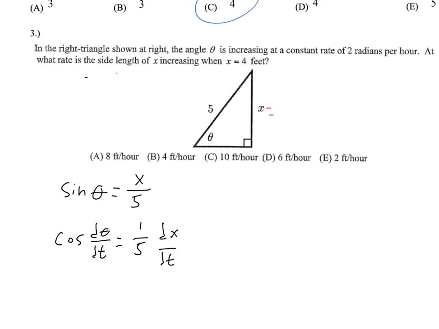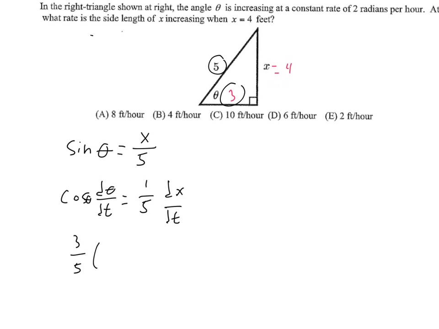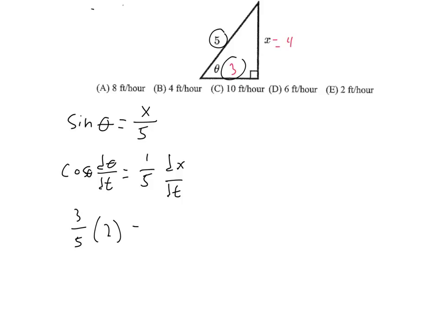X is equal to 4, which would make this side length 3. Now that's going to be important when we go to find cosine. This should be a theta here, sorry. So the cosine of this angle is the adjacent over the hypotenuse. So the adjacent, 3 over 5 times d theta/dt, which was given to us in the problem, 2, is equal to 1/5 dx/dt. Let's multiply everything by 5, and then that's going to cancel, so we're going to have 6 feet per hour.